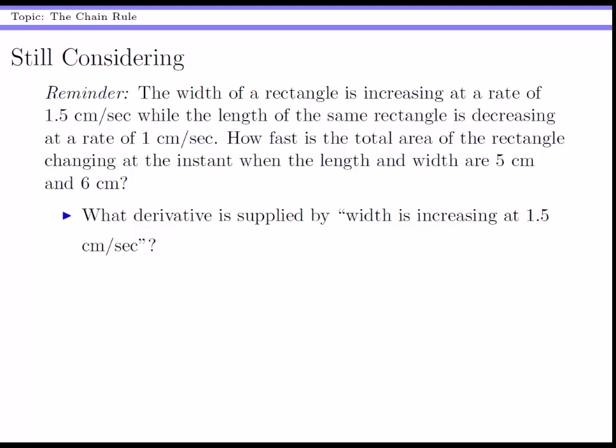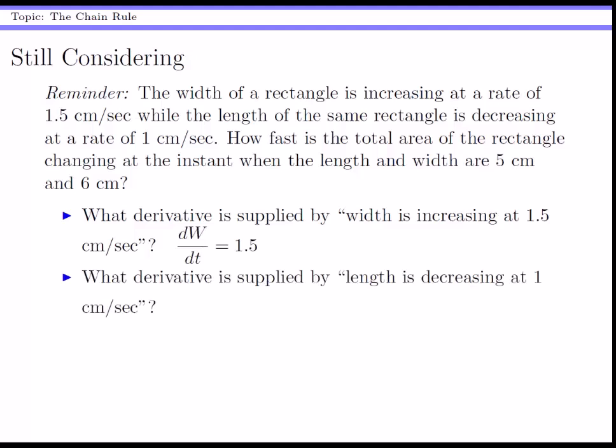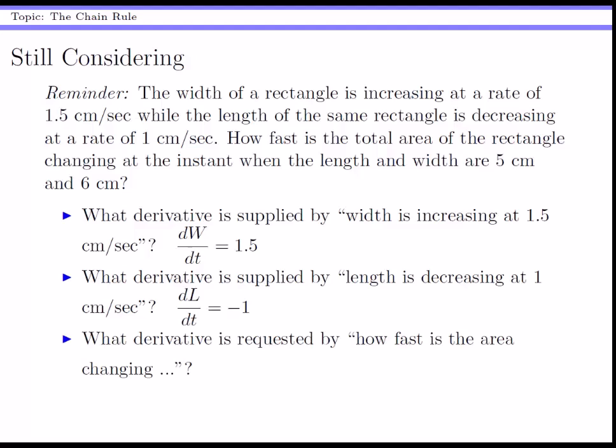Let's go down a level into rates of change. There's a phrase in this problem that says the width is increasing at 1.5 centimeters per second. That tells us the derivative, dw/dt, is 1.5. Similarly, the phrase that the length is decreasing at 1 centimeter per second tells us that dl/dt is -1.